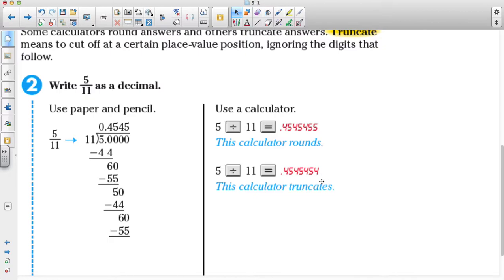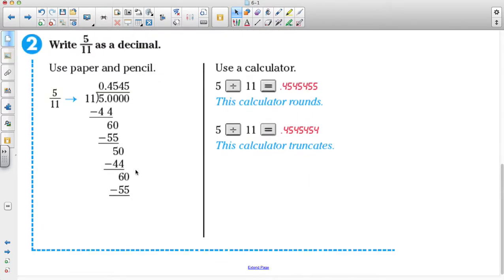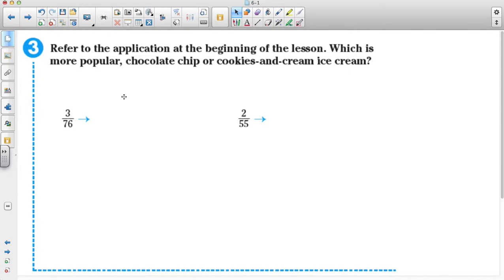Okay, it cuts it off, and that's what it means when it says truncate. Some calculators will truncate answers. Moving on to example 3, before we go there, before we solve the application at the beginning of the lesson: sometimes you need to compare numbers. You can use what you have learned about writing fractions as decimals to compare fractions.